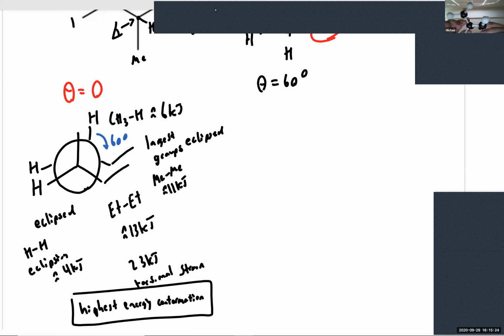Okay, so we're looking down our carbon-carbon bond. We're now going to rotate our back substituents 60 degrees. Okay. So now that we've done that, all we have to do is just draw what we see.